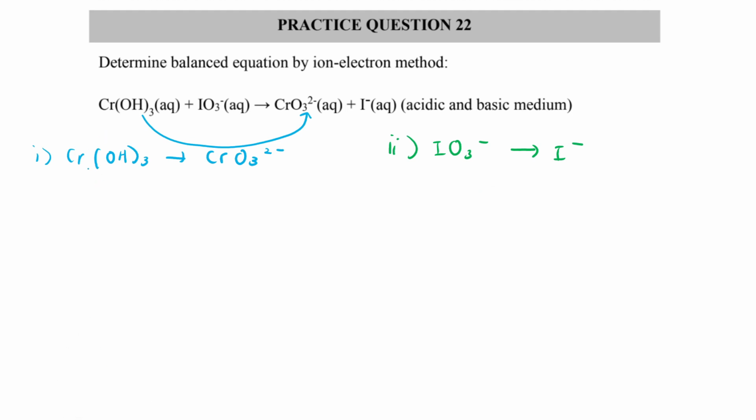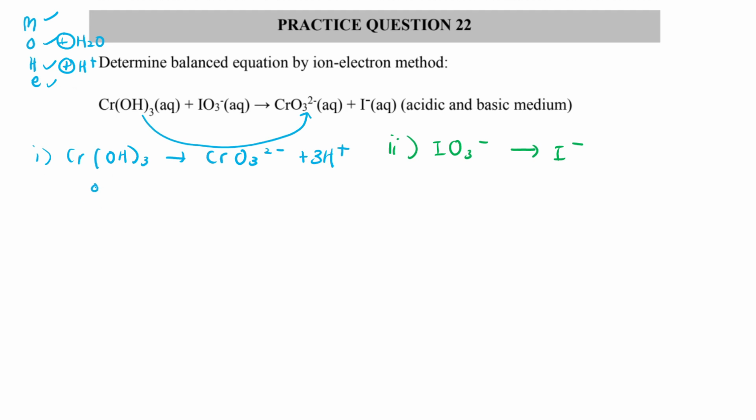Remember MOHE: metal, oxygen, hydrogen, electron. So balance for metal, 1 Cr, 1 Cr. Then balance for oxygen by adding water. Here we have 3 oxygen, so 3 oxygen balance. Then we balance for hydrogen by adding H plus. Here we have 3 H, no H here, so we put 3 H plus. So all elements are balanced, then balance for charge by adding electron.